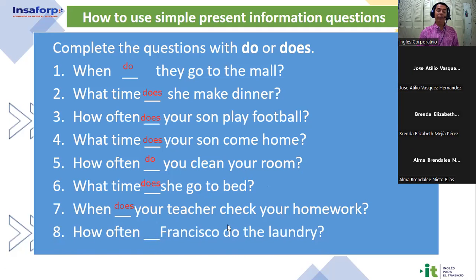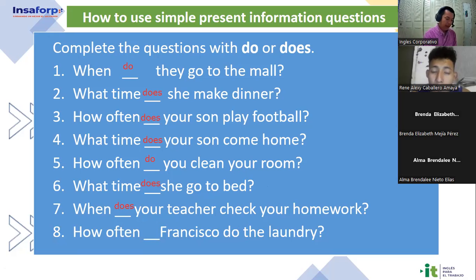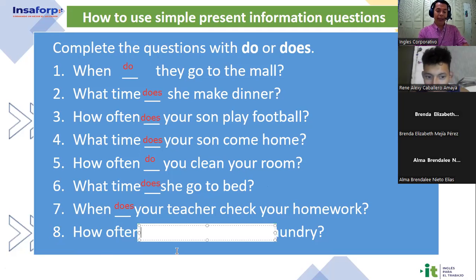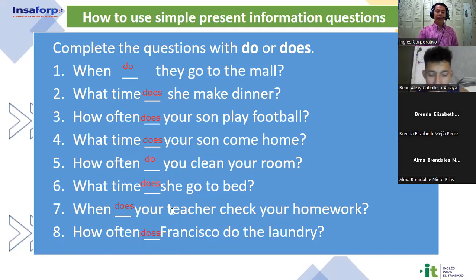Let me see only that. Ah, number eight. Yes, to finish. Number eight. How often Francisco do the laundry, right? In this case, we have René Alexi, please. René Alexi. Does. Correct. Okay, does. How often does Francisco do the laundry, right?